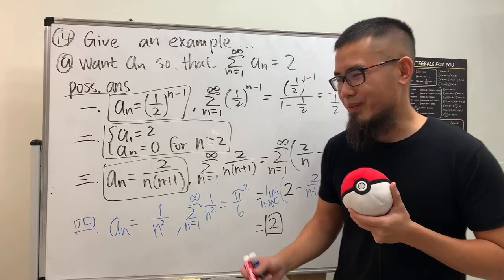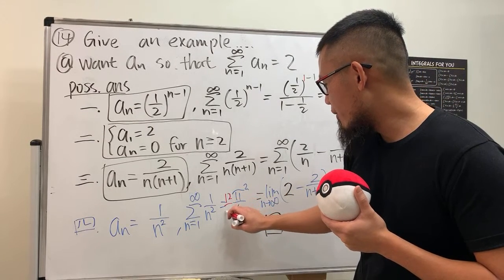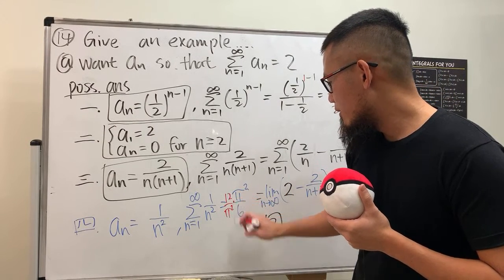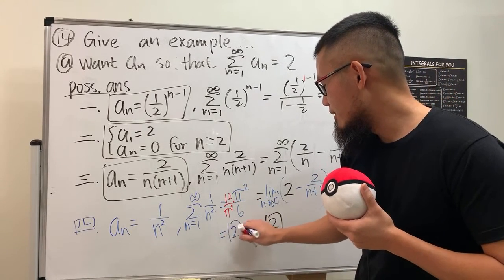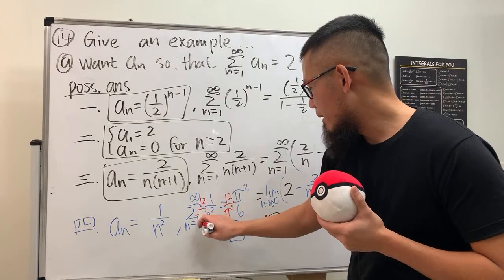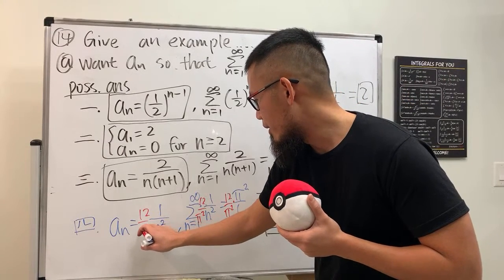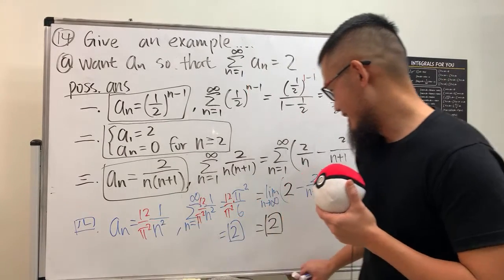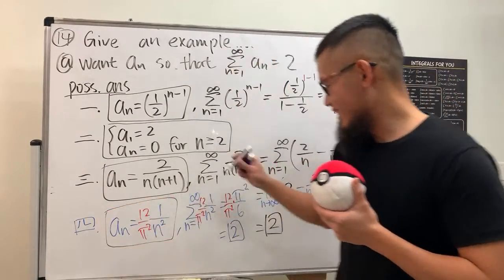Divided by pi squared over 6. That's correct, because if I multiply here by 6 over pi squared, then in that case, I will end up with 2. So all I have to do is come here and multiply by 12 over pi squared. So perhaps this is my personal favorite for that.